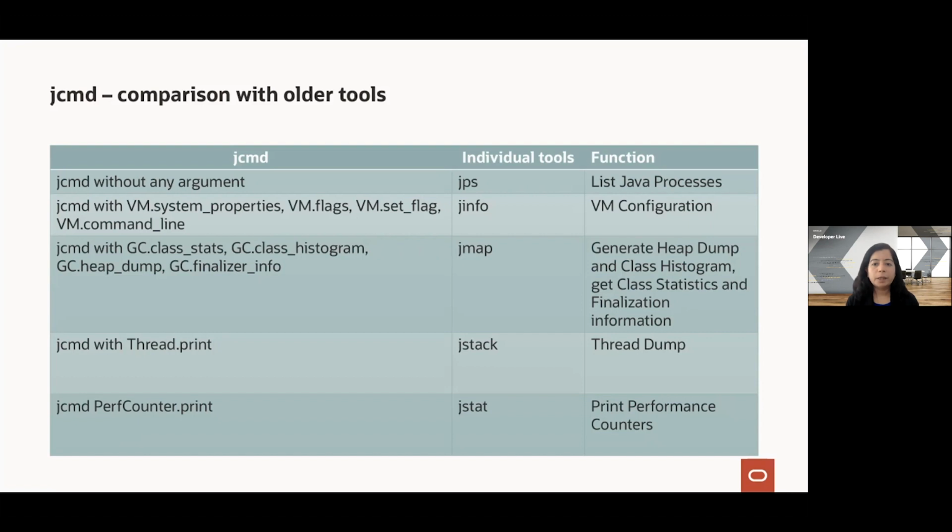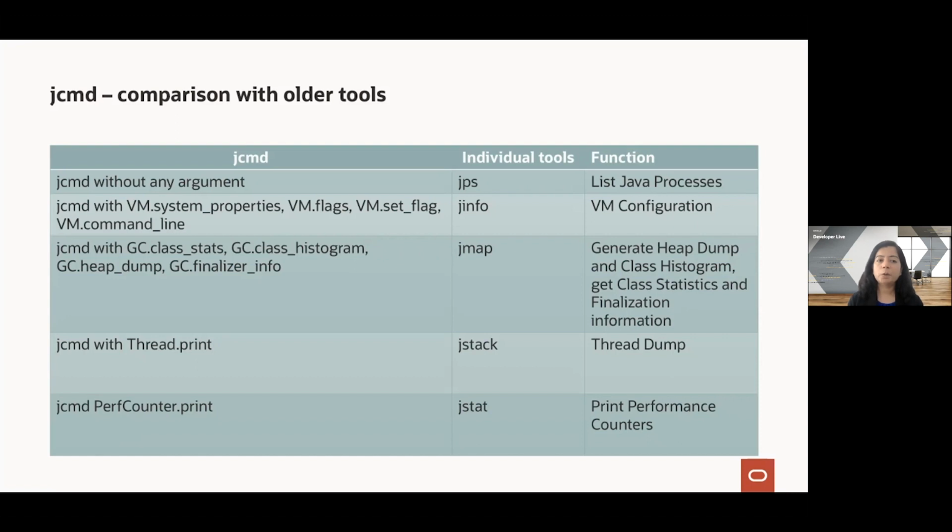Comparing with jmap, which could generate heap dumps, class histograms, object histograms, class statistics, and finalization information, all of that can be done with the jcmd tool as well, using various commands. Now, jstack could print thread stack traces. jcmd can also print thread stack traces using the Thread.print command. jcmd can print performance counters as the jstat tool can.